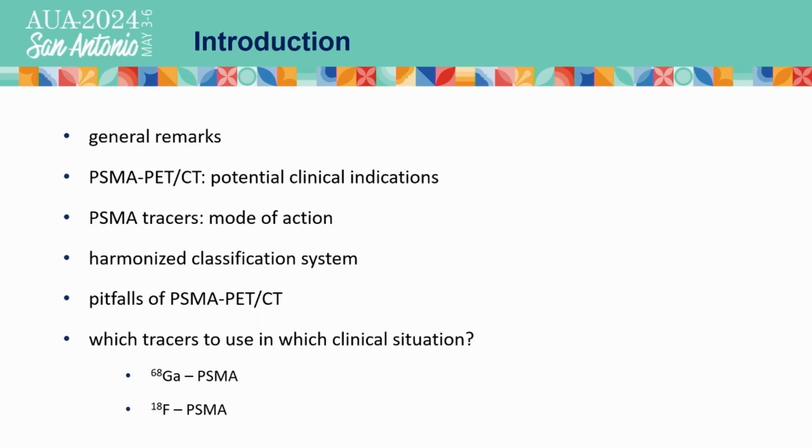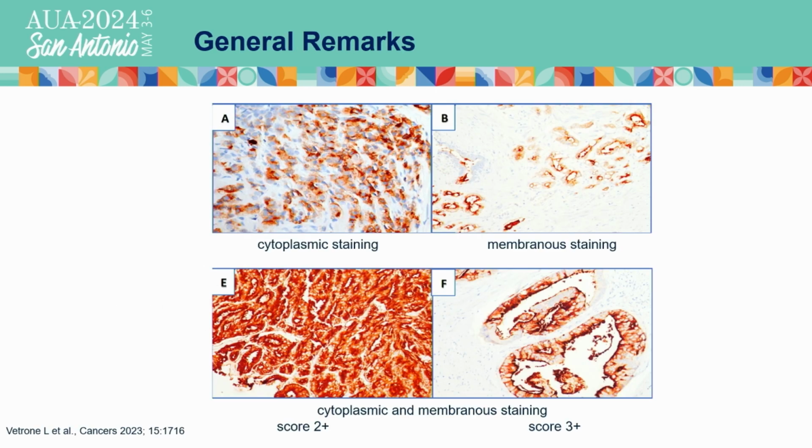This is the agenda of my talk. Why do we use PSMA as a new innovative imaging study? This is based on the immunohistochemical expression of PSMA in prostate cancer cells. What you can see is two things. We have different types of staining patterns with PSMA. On one hand, we have cytoplasmic staining, and on the other hand, we have membranous staining. And only the membranous staining makes a lesion PSMA-avid, because all these PSMA receptors are on the surface of the cell and not located intracellular.